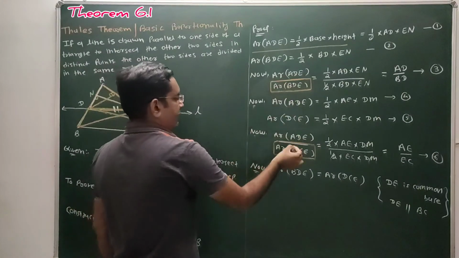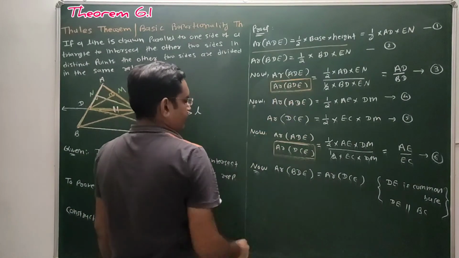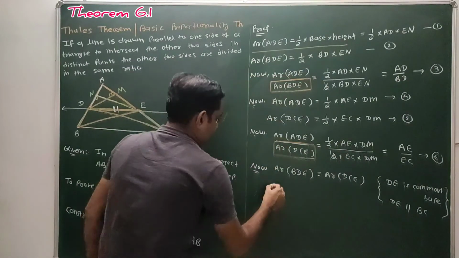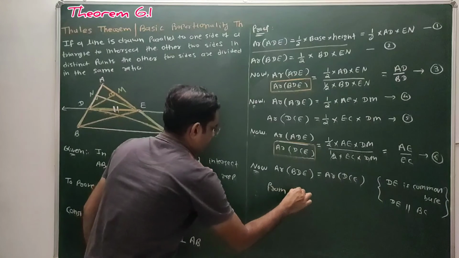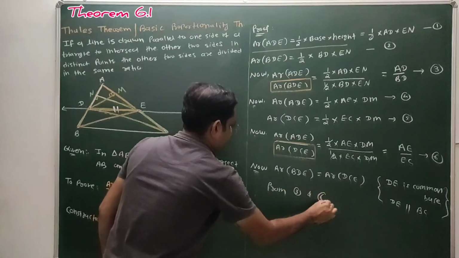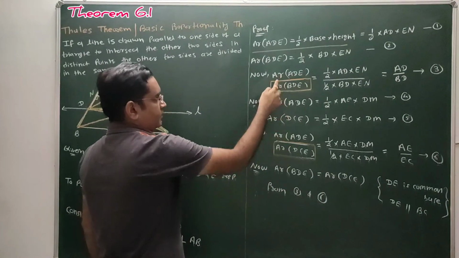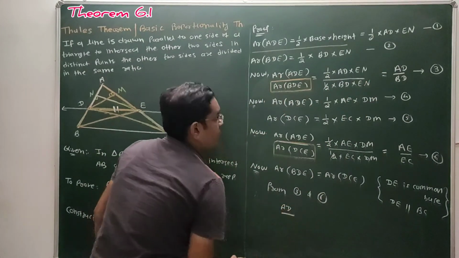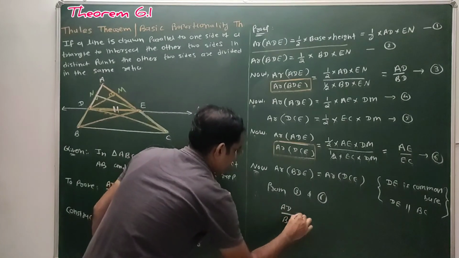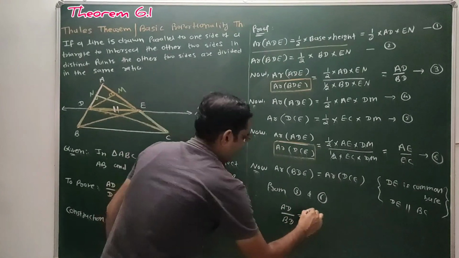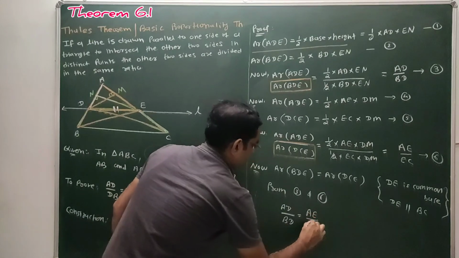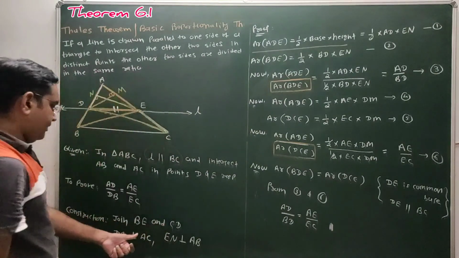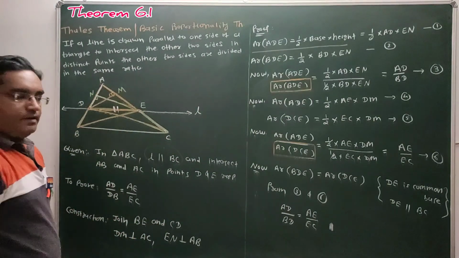So these two areas will be equal, and therefore these two ratios will be equal, and therefore we can write from result 3 and result 6: as these two areas are equal, both ratios will be equal, and that is AD upon BD equal to AE upon EC. Hence proved. We had to prove AD upon BD equal to AE by EC.